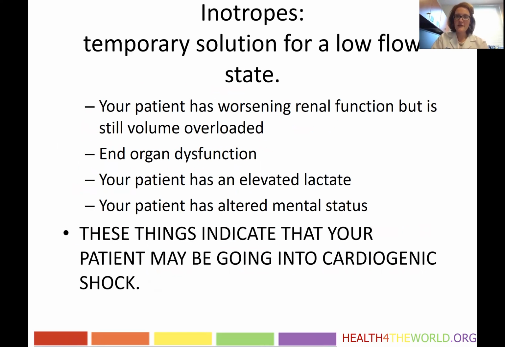Which gets us into a state where we often need to consider the use of inotropes, which are a temporary solution for a low flow state. Who should we consider using inotropes in if the patient has worsening renal function but still is volume overloaded? Anybody who is manifesting end organ dysfunction, patients who have evidence of elevated lactate, which again is a manifestation of poor end organ function and low blood flow to the periphery, and people who have an altered mental state that we think is due to low flow, not something else. All these factors may be a sign that our patient is either going into or is already in cardiogenic shock or a profound low flow state.